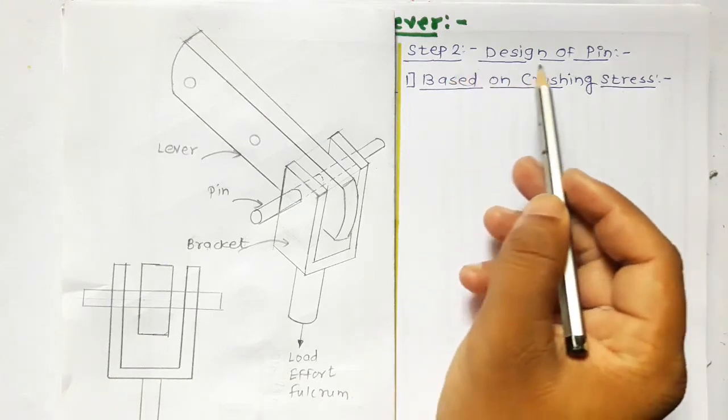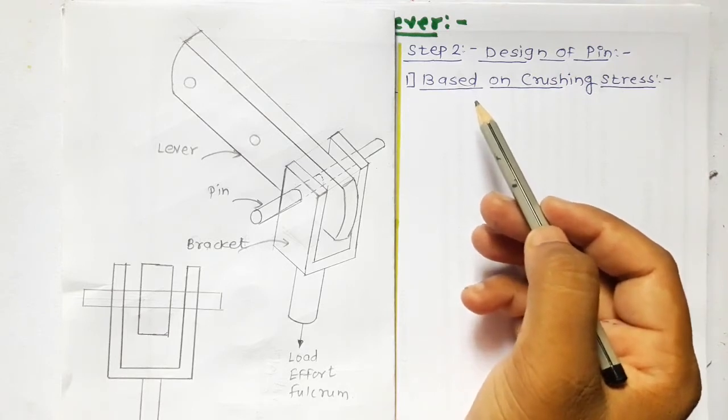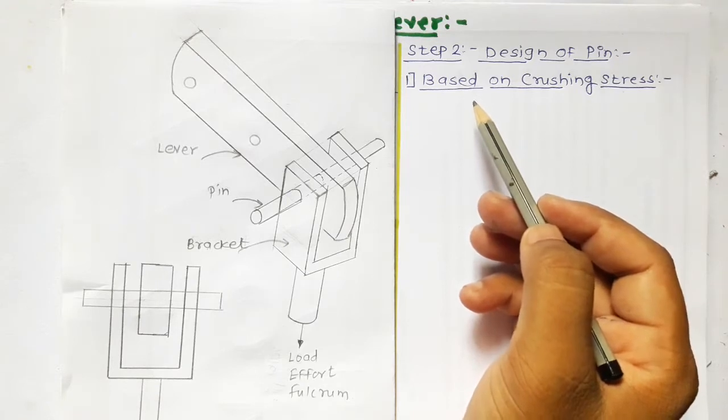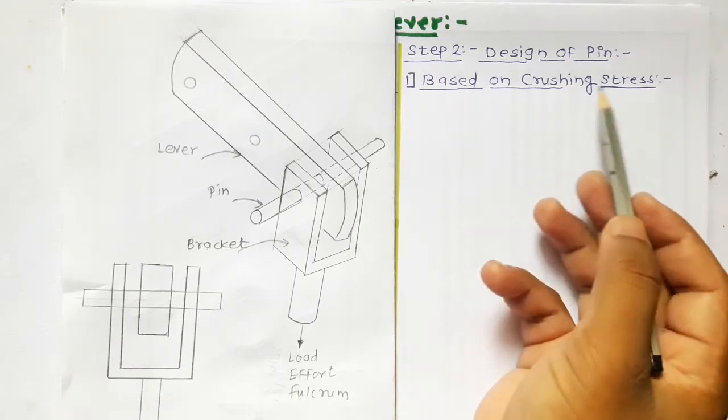Now step number 2 is the design of the pin. The pin is designed first on the basis of crushing stress, second on the basis of bearing pressure, and third on the basis of double shear stress. So first of all, consider the first point, based on crushing stress.